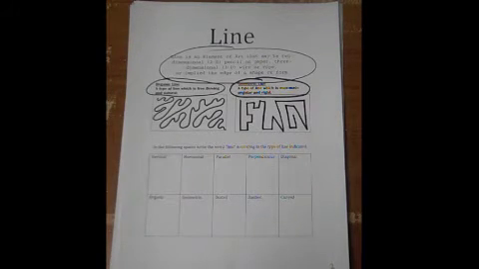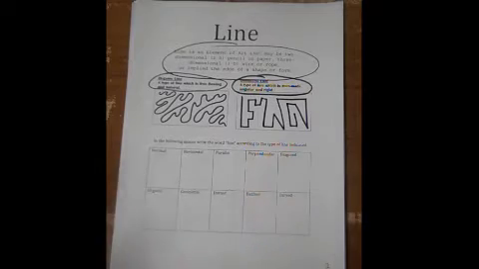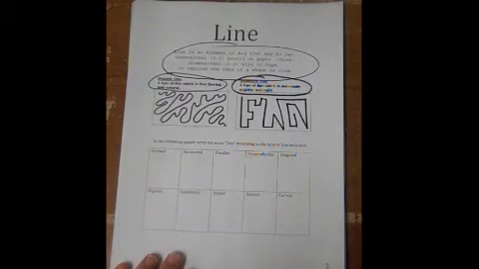In the following spaces, write the word line according to the type of line indicated. So, in each one of these, we're just going to write the word line. A vertical line, I'm going to do vertical lines straight up and down.